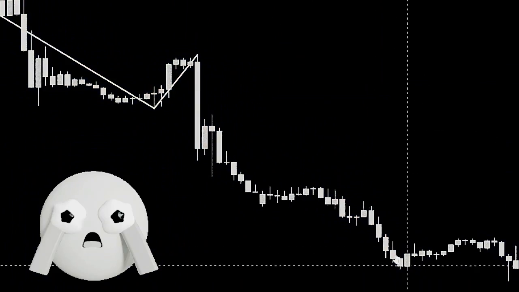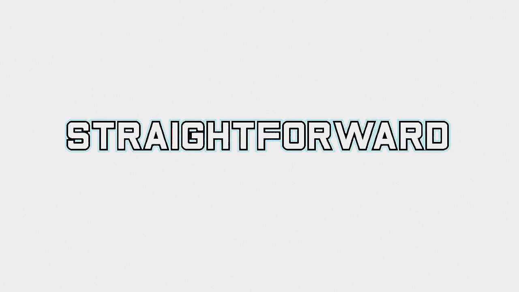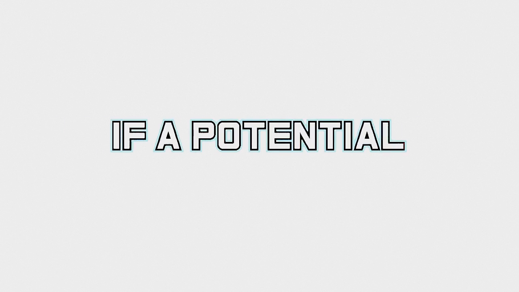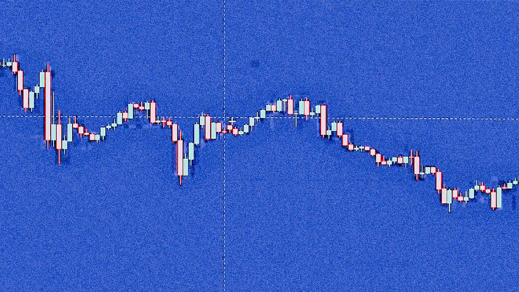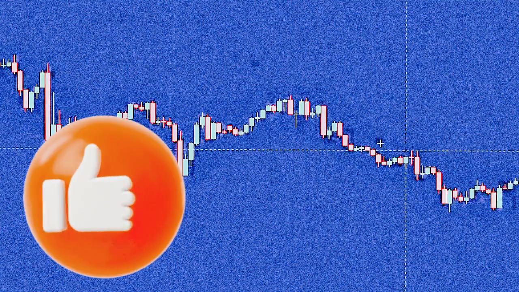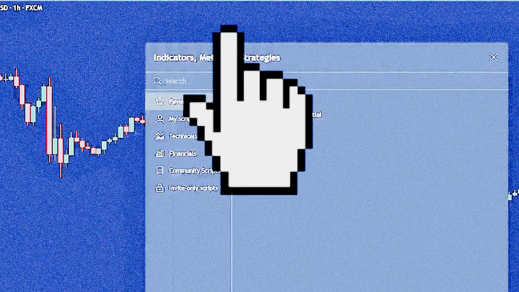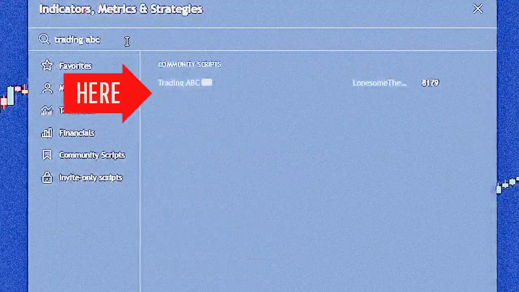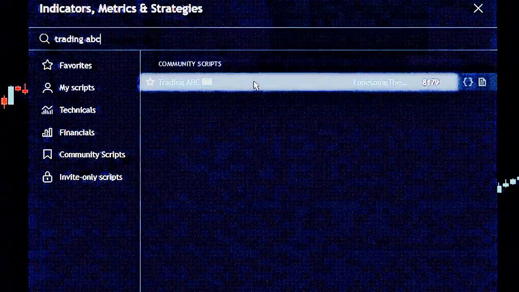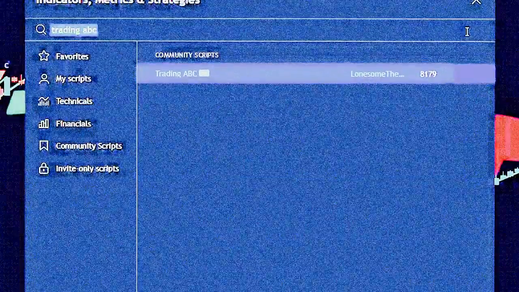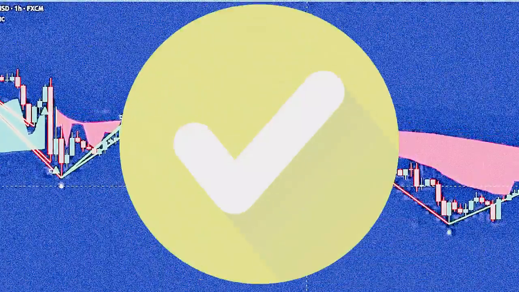While the pattern may appear straightforward to identify, determining if a potential ABC pattern is forming or when a low or high has been made can sometimes pose a challenge. To simplify this process, let's add an indicator to the chart. Head over to the Indicator Search tab and search for the Trading ABC indicator. Select the indicator made by Lonesome the Blue and add it to the chart. That was all that we needed to do.